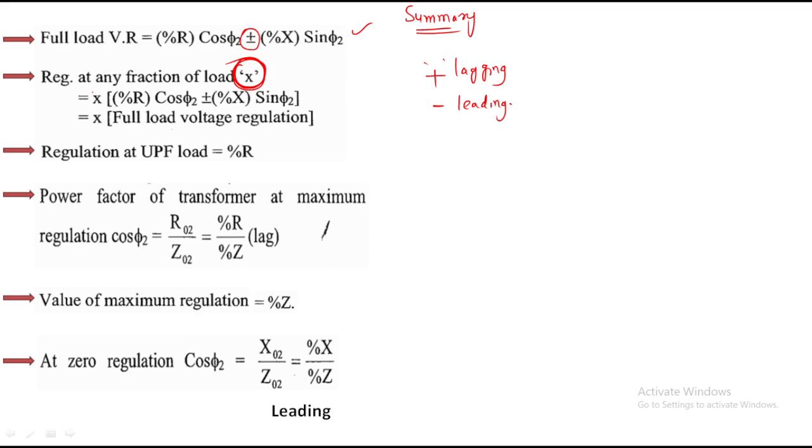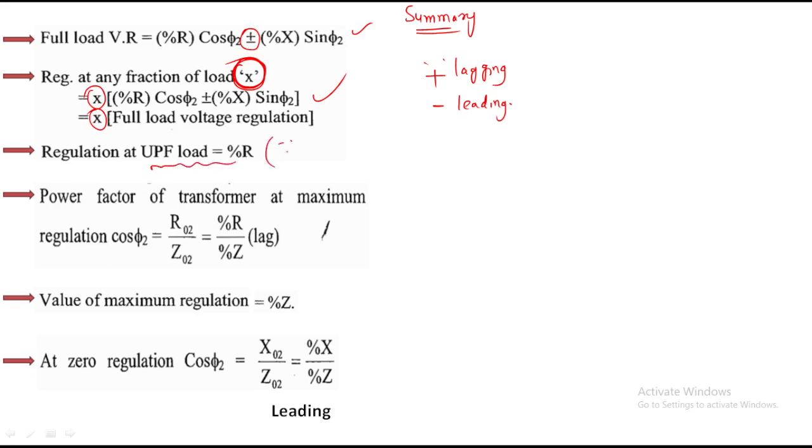Just we have to multiply with X. At half of the load, X is equal to 1 by 2. At full load, X is equal to 1. At 3 by 4th of full load, X is equal to 3 by 4. For different fractions of load, we are going to get different voltage regulation. Just multiply with the fraction X. From that, what is the voltage regulation at UPF?